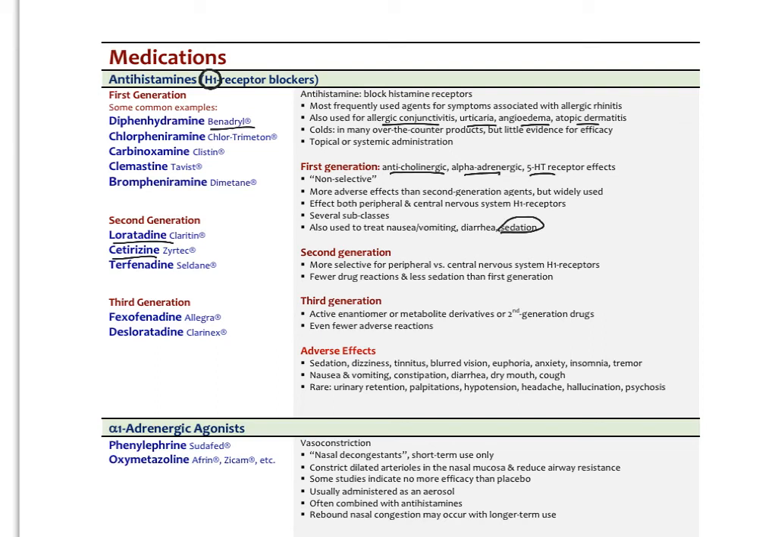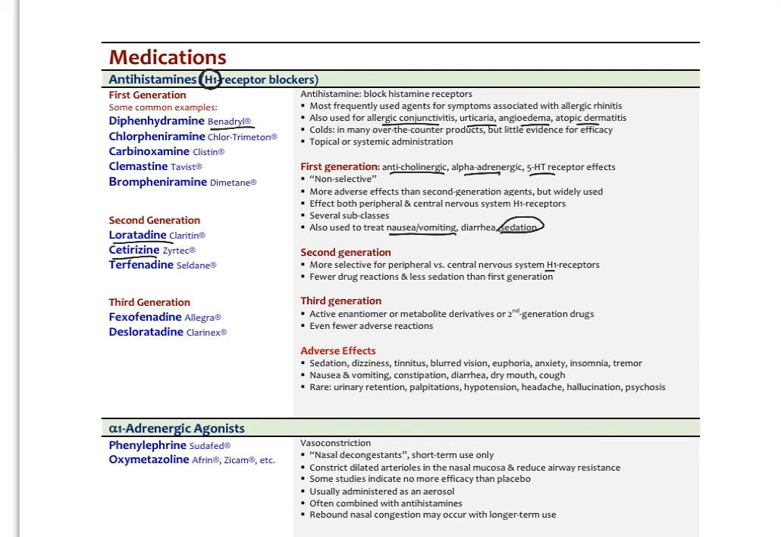Also used to treat nausea, vomiting, especially from motion sickness or diarrhea. So first generation has a lot of different applications. Benadryl is still widely used, but it does have that very strong sedating effect. Second generation is going to be more selective for the peripheral nervous system versus the central nervous system. More selective for those H1 receptors peripherally. And there's going to be fewer drug reactions, less sedation. And the third generations, these are actually active enantiomers or metabolites of that second generation, and they have even fewer adverse effects. So a lot less sedation in the Allegra and the Clarinex versus Benadryl.